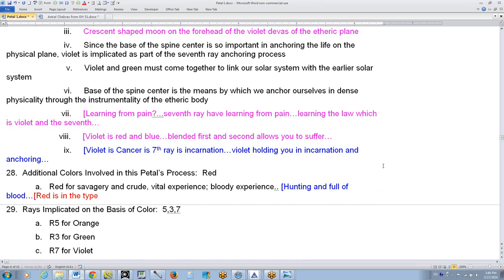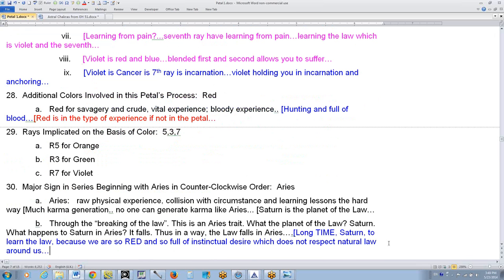Red is in the type of experience, if not in the petal. For some reason we don't have red in the petal, but if you are a first-rate type, eventually your color will be demonstrated, we are told, as a prevailing color in the lighted expression of the egoic lotus at a high stage of evolution. So the rays implicated on the basis of color, well, obviously 5, 3, and 7. Ray 5 for orange, ray 3 for green, ray 7 for violet.